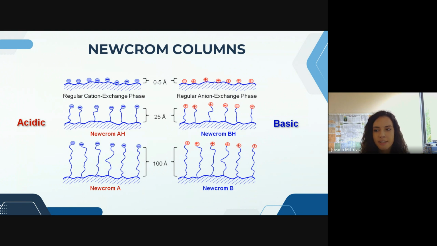The Nucrom series are also divided into two main types, acidic and basic columns, and each type comes in two versions, one with a longer alkyl chain, such as Nucrom A or Nucrom B, and one with a shorter alkyl chain, such as Nucrom AH or Nucrom BH.